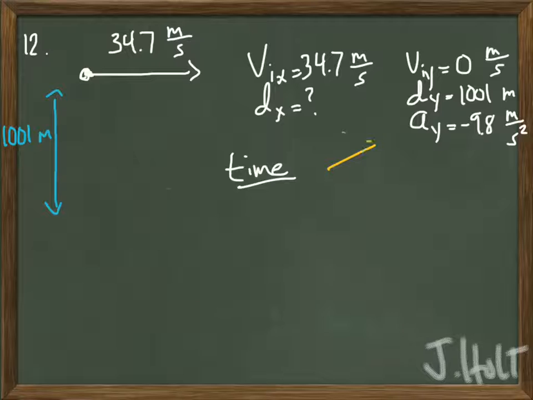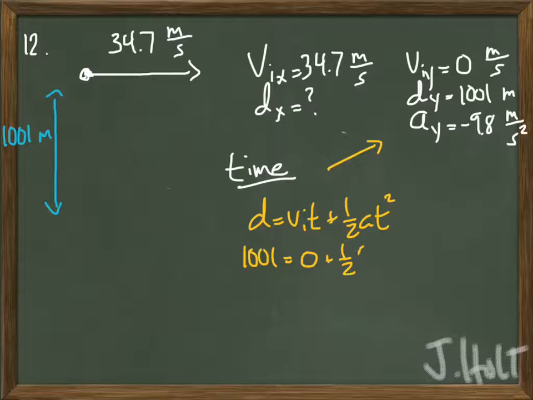So let's find the time first. We always use the y direction to find the time. You can use this kinematics equation right here. I'll plug in the numbers for you. Don't forget to make your distance negative, and then go ahead and solve for time.